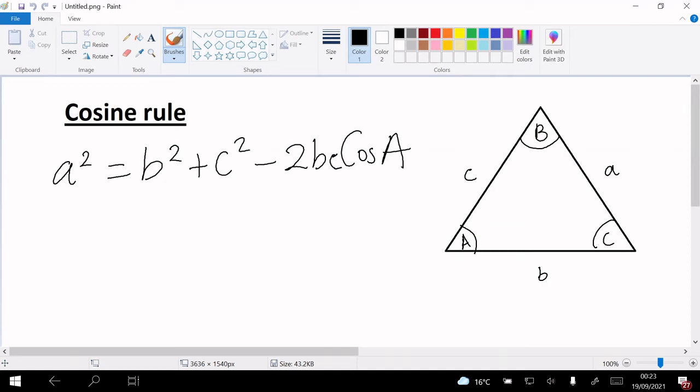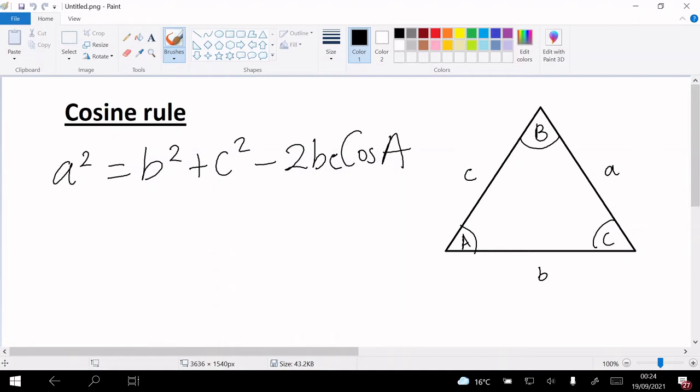In today's lesson, we will be going through cosine rule. So if you look here, we have the equation a squared is equal to b squared plus c squared minus 2bc cos A. What does this even mean? We don't really know, but let's dive in and see what that means.